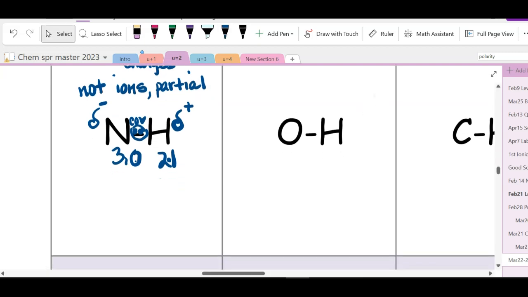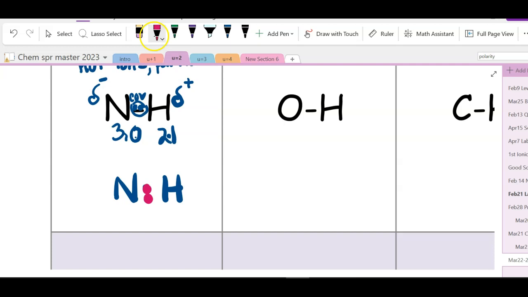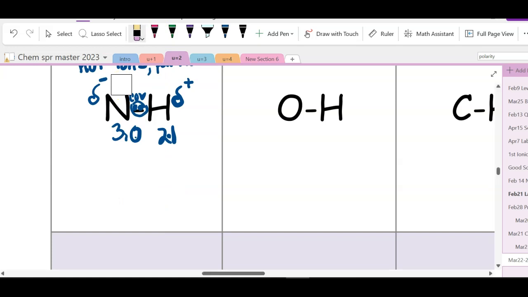All right, and let me show you what this would actually mean. So we have nitrogen here and we have hydrogen here. Well, because nitrogen is the more electronegative, the two electrons would be closer to nitrogen than they would to hydrogen. See how they are? I'm going to erase these and try again. I didn't realize this was going to be such a big point. So I can change the size of that as well. All right, let me try again.